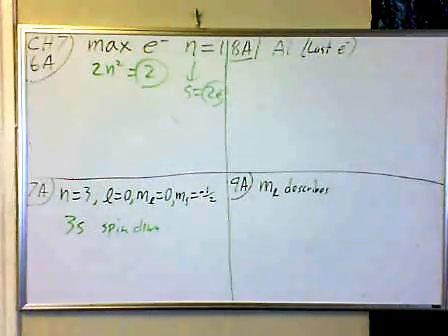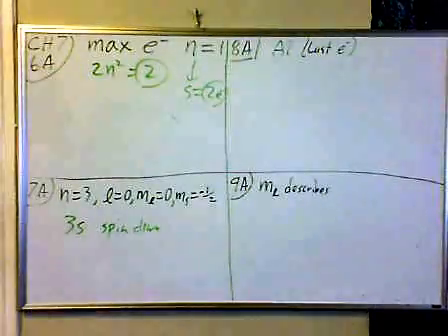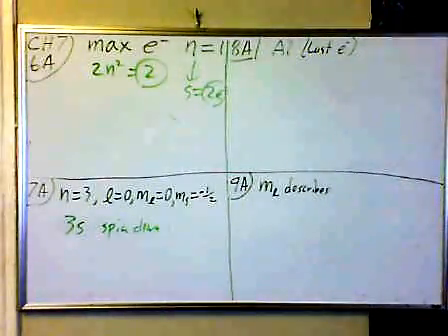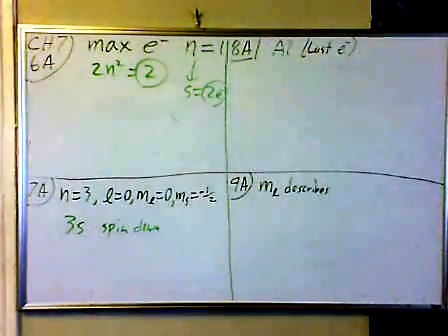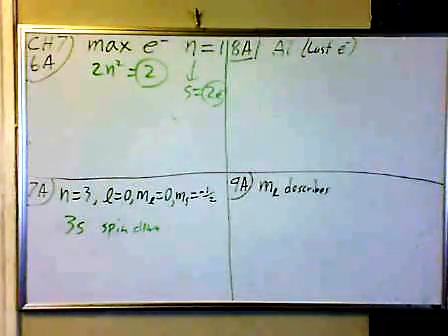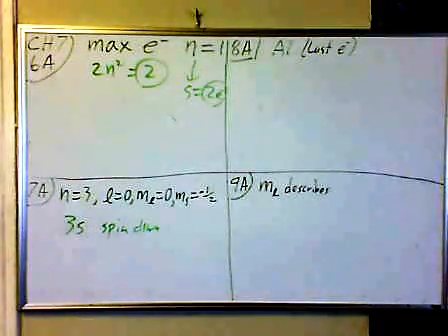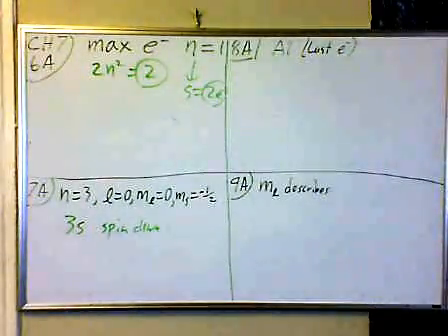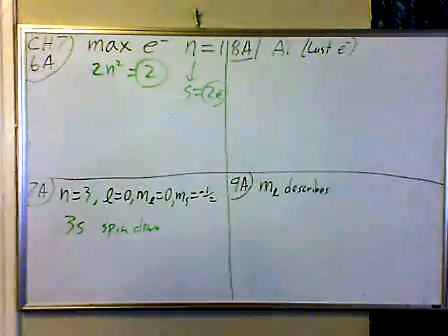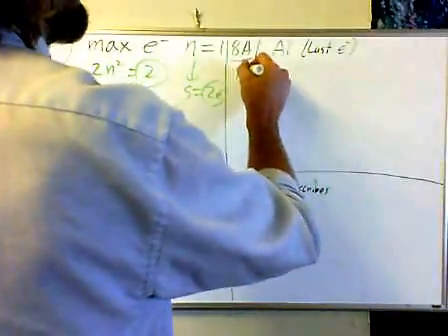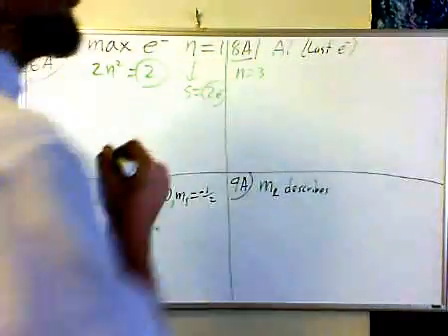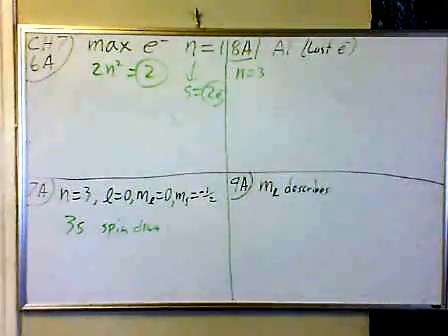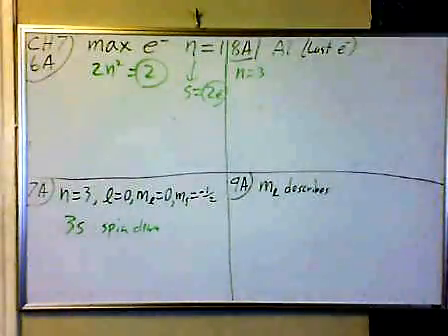For 8a, we want to describe the quantum numbers for the last or highest electron in aluminum. Well, aluminum is in period 3, so that would be n equals 3. Specifically, it's in 3p.